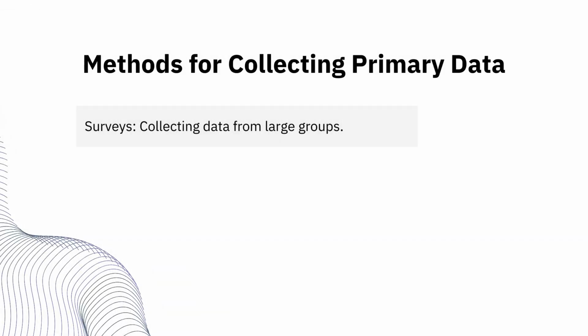Now, let's take a look at the various methods you can use to collect primary data. Surveys are one of the most common ways to gather data from a large group of people. They can be conducted online, by phone, or in person, and they're great for gathering quantitative or qualitative data. Interviews provide in-depth data, usually from a smaller sample size. They can be structured, semi-structured, or unstructured, depending on the type of information you need.